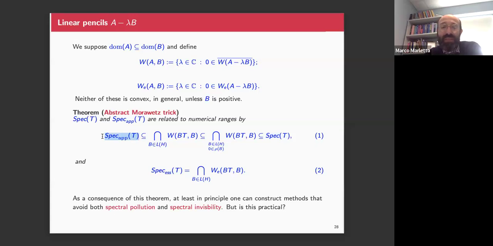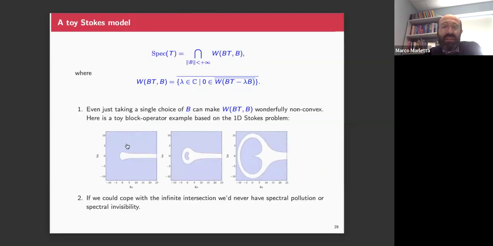So for most examples, you'll get precisely the spectrum. And if you do the same with essential numerical ranges, you will get precisely the essential spectrum. Now, of course, doing intersections over all possible bounded operators, you can imagine that that's going to be a bit tricky. It's not going to be practical. But maybe if you make just a few choices of B, you'll get a superset of the spectrum that's nevertheless small enough to be interesting. So here's an example, which is a toy block operator example for the 1D Stokes problem.